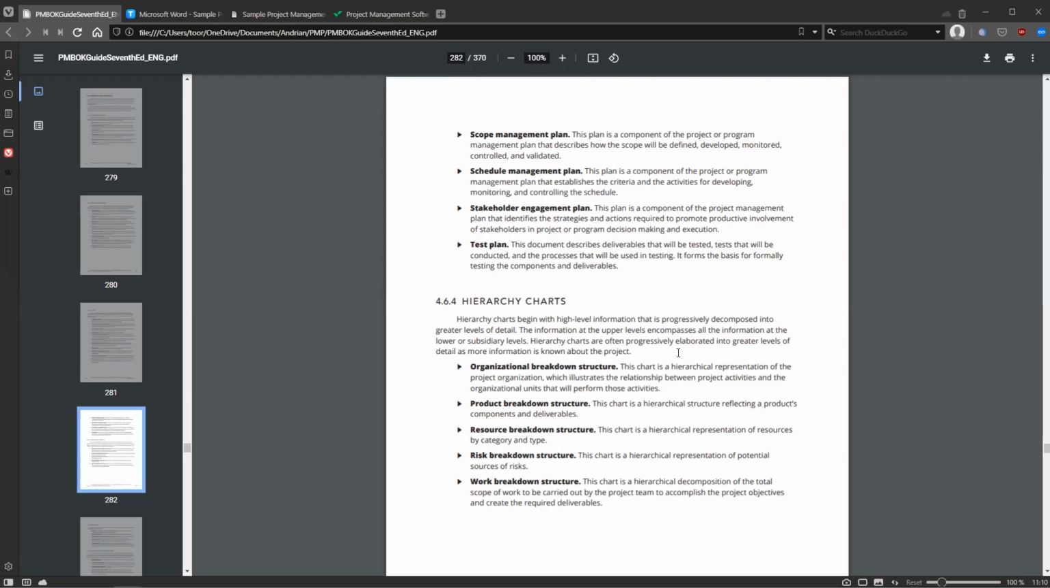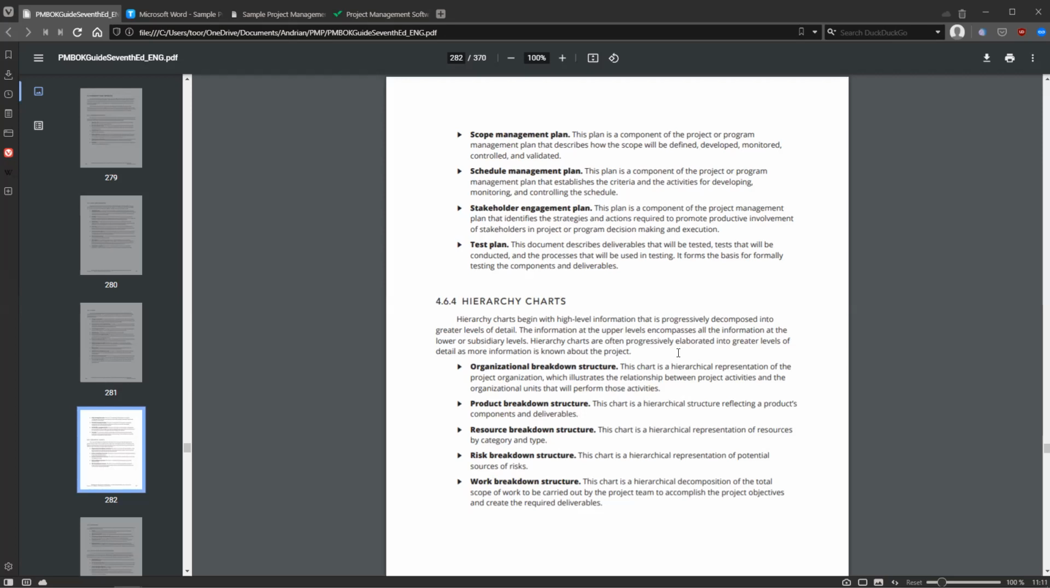And here in the PMBOK, they propose a test plan. Basically, it's a way to have a sort of template for the plan document that describes everything and helps set a structure for the overall project document.